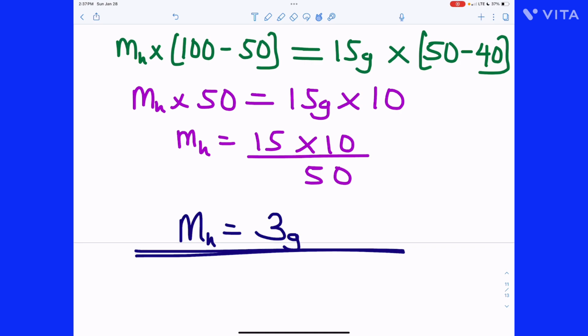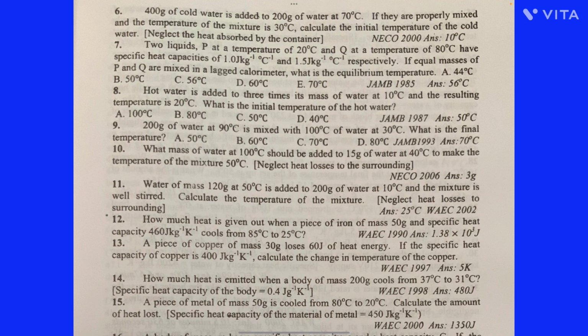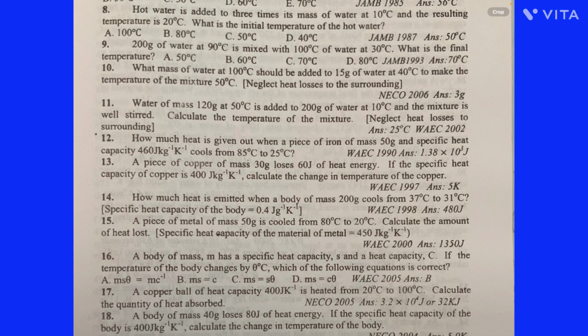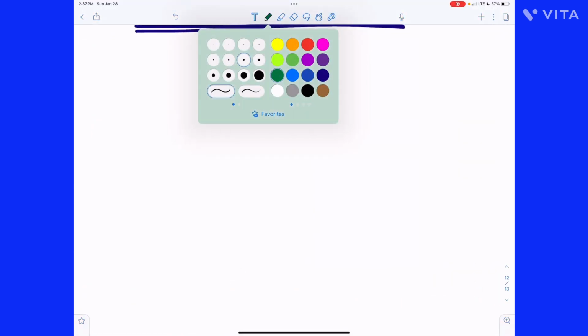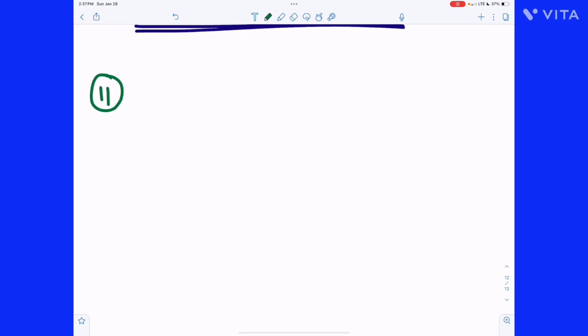All right. That was question, I think, 10. Okay. Question 11. Water of mass 120 at 50 is added to 20 grams and the mixture is... calculate the temperature of the mixture. Same question. Do it yourself. You have to answer all these questions I'm skipping by yourselves. Number 12.